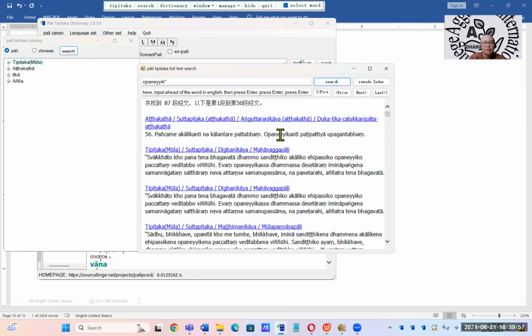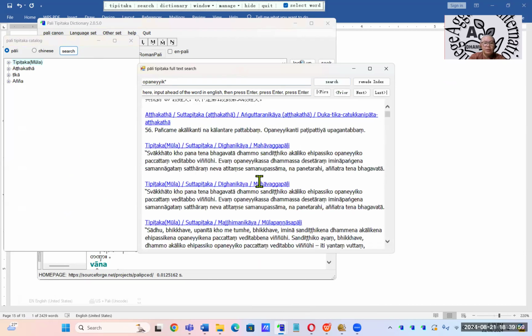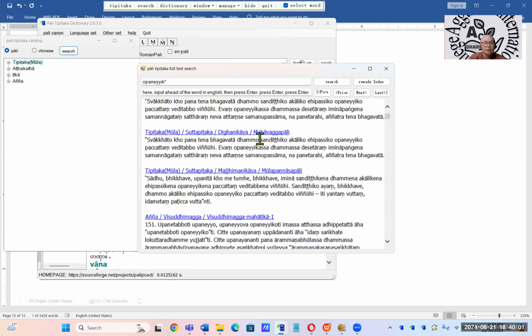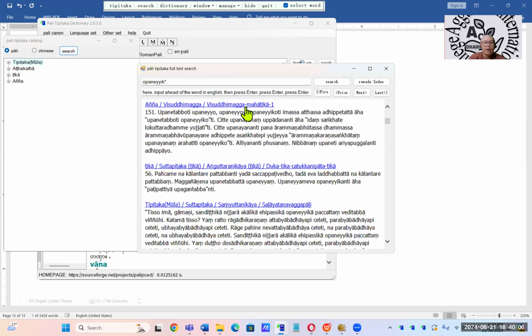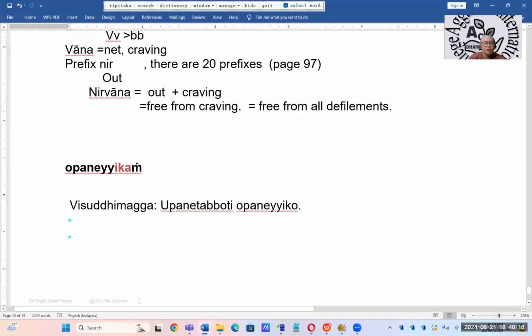There are many things here. Look for something that you want, all right? Okay, now you can see here there are many translations. This one, Visuddhimagga Mahatika, is a commentary of Visuddhimagga, path of purification. So this example here explains this one, all right? So I already copied. So you have the meaning.